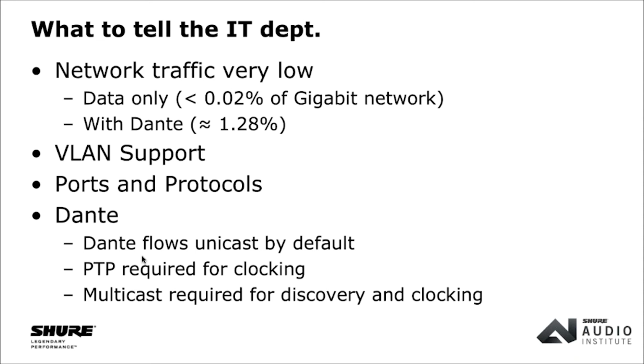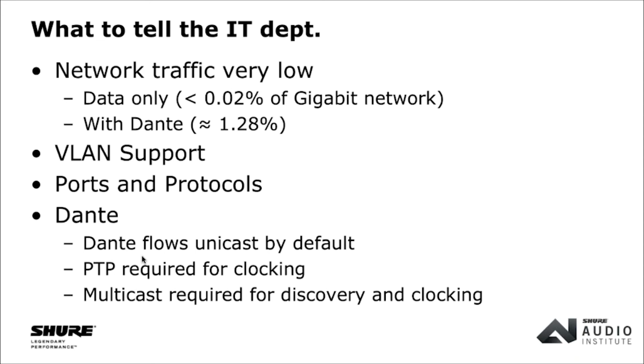PTP is required for clocking, so like any other digital audio, it's important for things to stay in clock sync, and that clocking requires PTP to be enabled, which is something, to get back to ports and protocols, that can be blocked on a network switch. That PTP protocol, if it gets blocked, is going to cause problems for a Dante network. And Dante Controller is a piece of software, if you haven't used it, that is useful with Dante networks because it has great error reporting that will show you if any of this goofy stuff is happening that might point back to something like PTP being blocked.